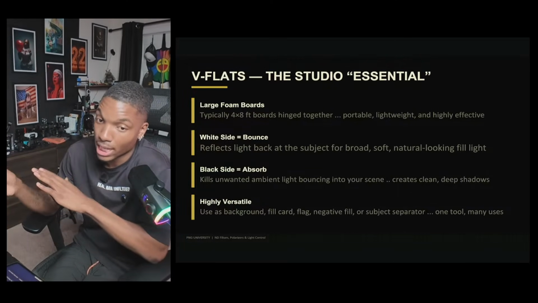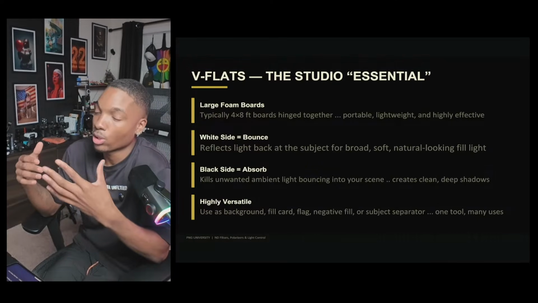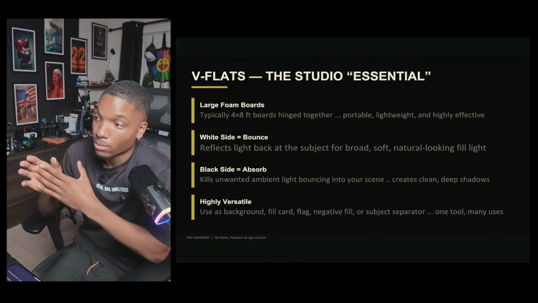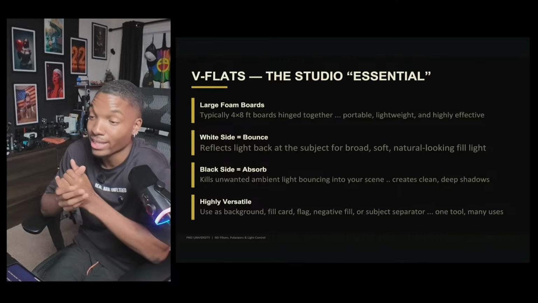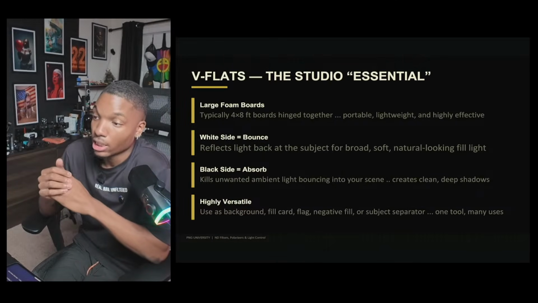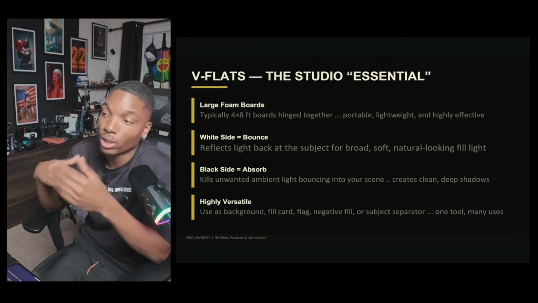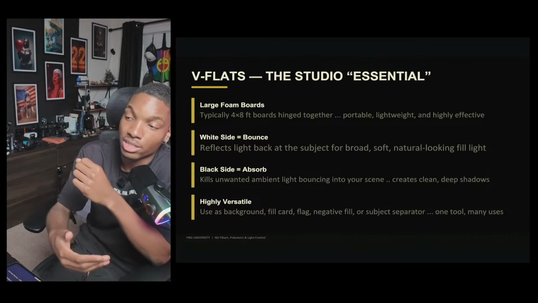So once again, I'll tell you guys, white bounces, black absorbs. So with a V flat, one side is white, the other side is black. That white will reflect and bounce that light back onto the subject from the board, right? It'll look more soft. It'll look more natural, right? And it'll help give that feel. So you have to add a second light onto the other side. Then the black side absorbs. It will take out, kill, or just get rid of any unwanted light or ambient light, or any light that you don't want to bounce into your scene.